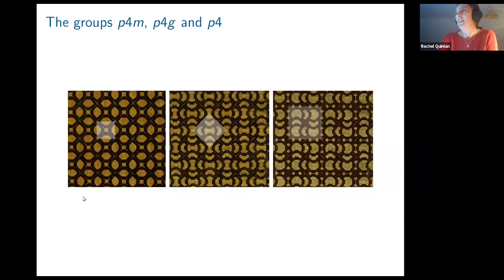Okay, and this square, of course, has all the symmetry of a square. It has reflections in the diagonals, in the perpendicular bisectors of the sides, and it has the fourfold rotation.